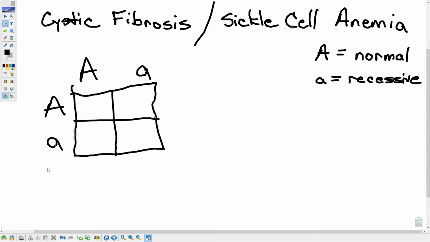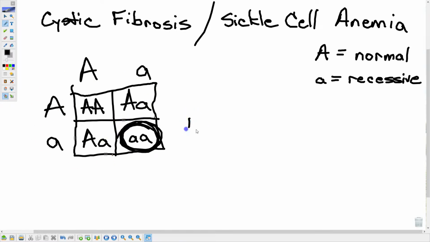So let's say, what is their probability of having a child? Well, move the letters. Big A, big A. Big A, little a. Big A, little a. Uh-oh. Little a, little a. This is the child that would have this disease. So, if I want to know a probability, what's the chance that this couple will have a child with the disease? It's 1/4, or 25%. They could have one child, and that child could have it. It's just a bad roll of the dice. They have a 1 in 4 chance.